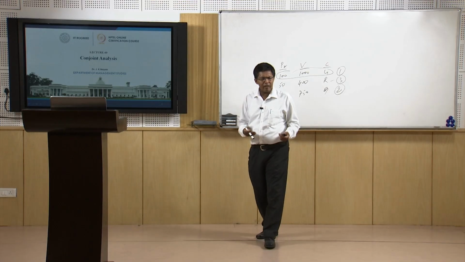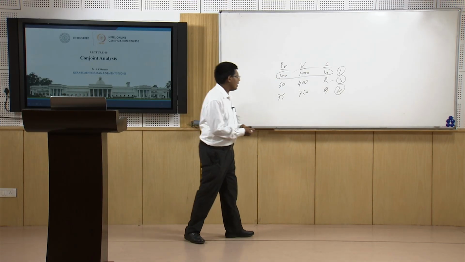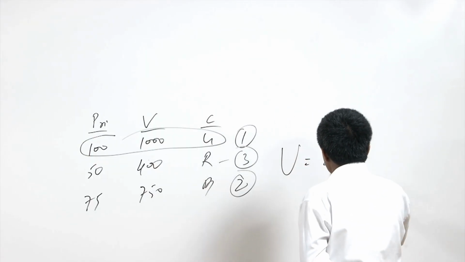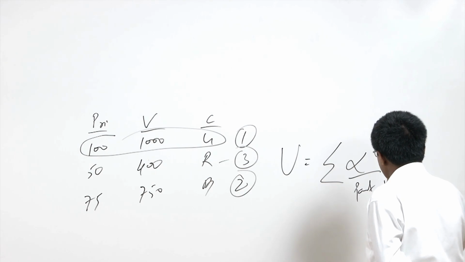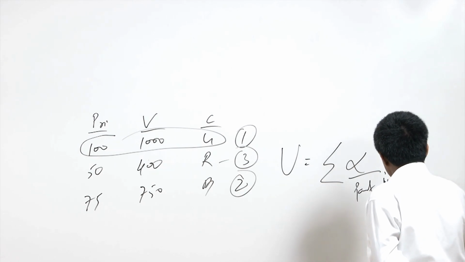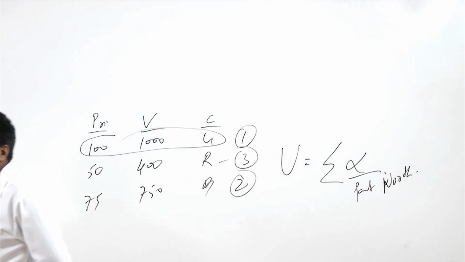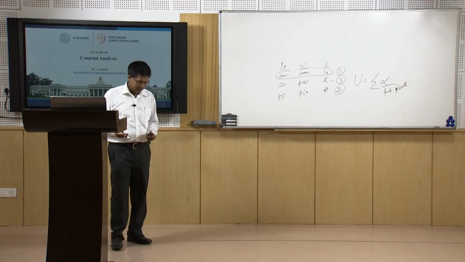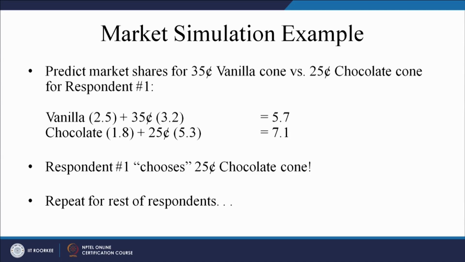If you have a higher beta weight, automatically the total utility, because the total utility is something like U is equal to the summation of alpha, where alpha is the part worth function. If your alpha values are high, the coefficients are high, automatically your total utility will be high. So, predict market shares for a 35 cents vanilla cone versus a 25 cents chocolate cone.